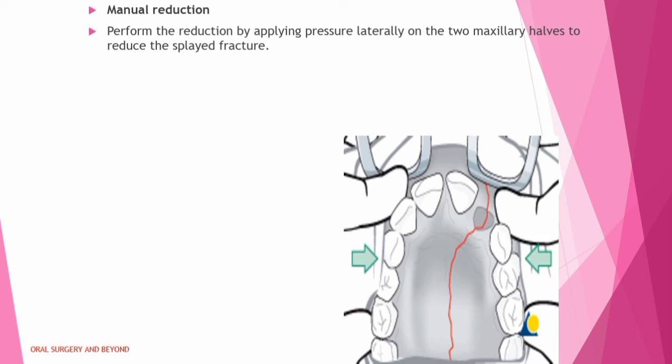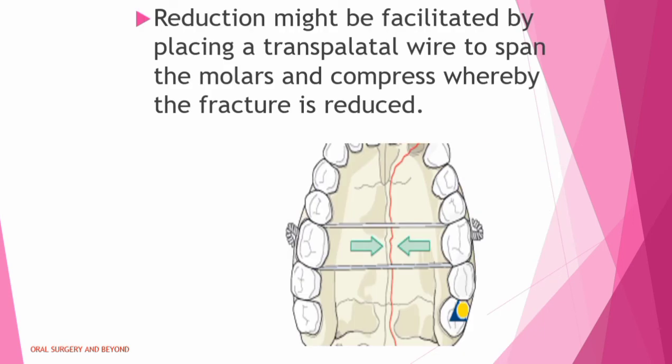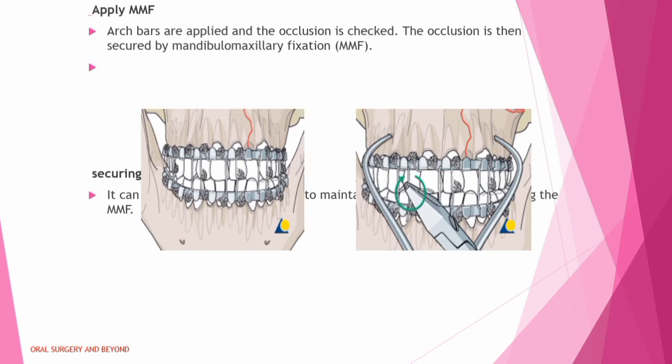After the diagnosis we have to do a manual reduction. Perform the reduction of the two maxillary halves, also with the help of Rowe disimpaction forceps. After the reduction we can do a transpalatal wiring to facilitate and maintain the occlusion. Then IMF is also helpful in some cases to maintain the occlusion.